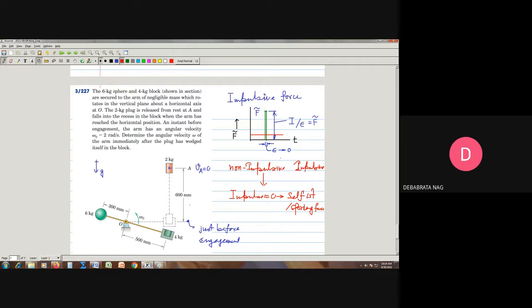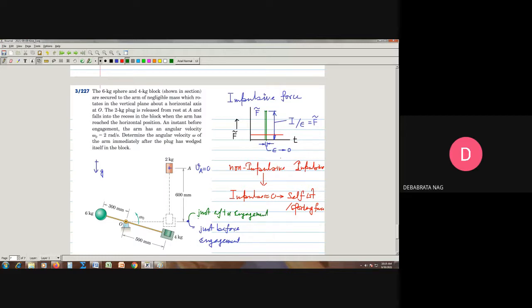Anyway, we were discussing this particular thing in connection with this engagement, and we defined this line to be just before engagement. At the same time, and that is very important, this also indicates the situation just after engagement. So the same position. Why is it so?